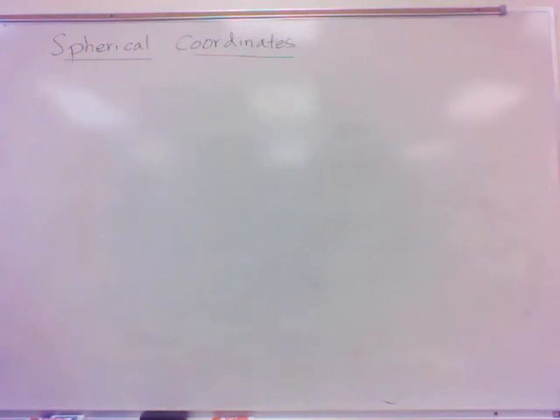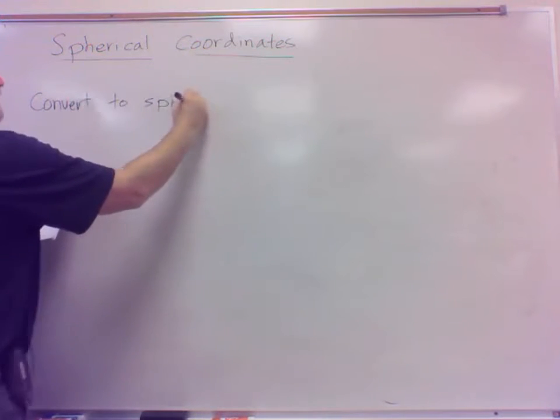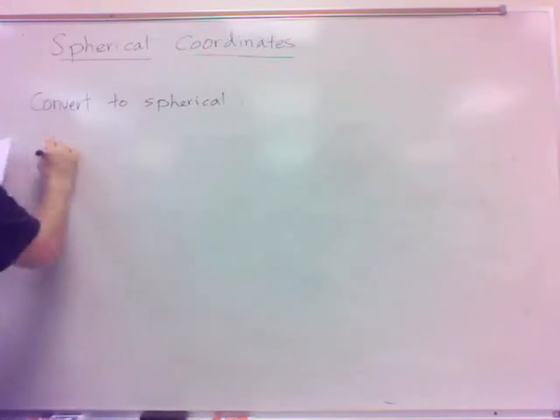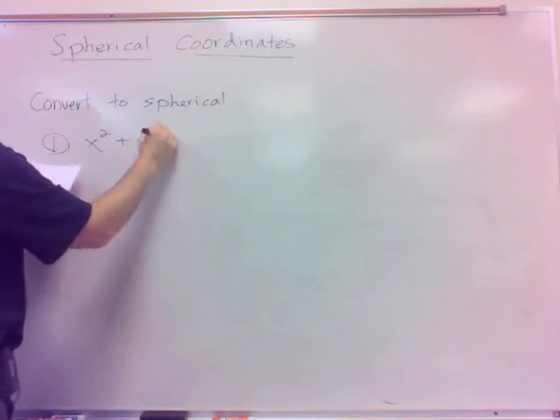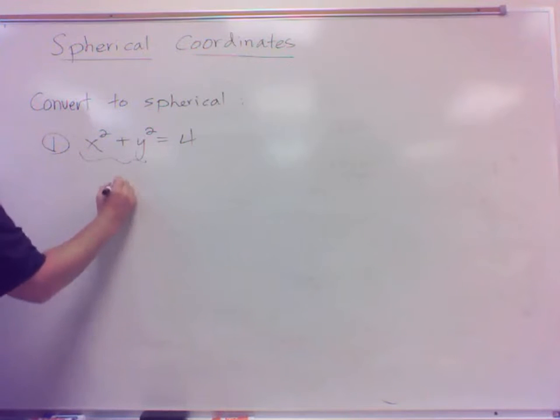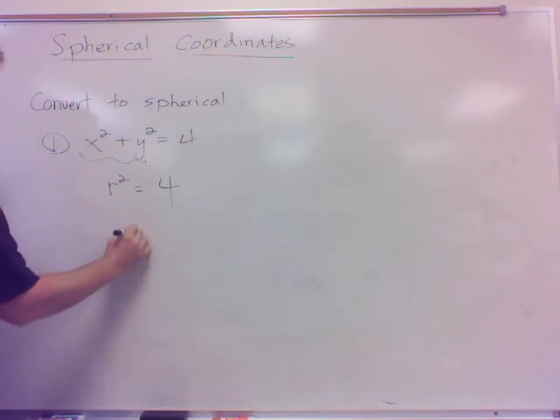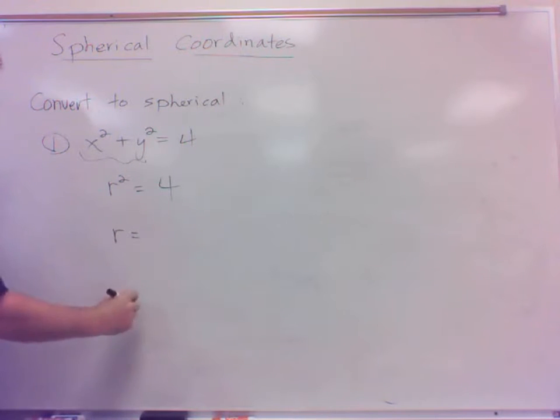Easy to write. All right, so just real quick, convert these equations to spherical. x squared plus y squared equals 4. Well, first of all, instead of going to spherical here, we might change it to a simpler form that we know. We know that x squared plus y squared equals r squared, so this is r squared equals 4. And since r has to be greater than 0, we would know that r here would equal 2.